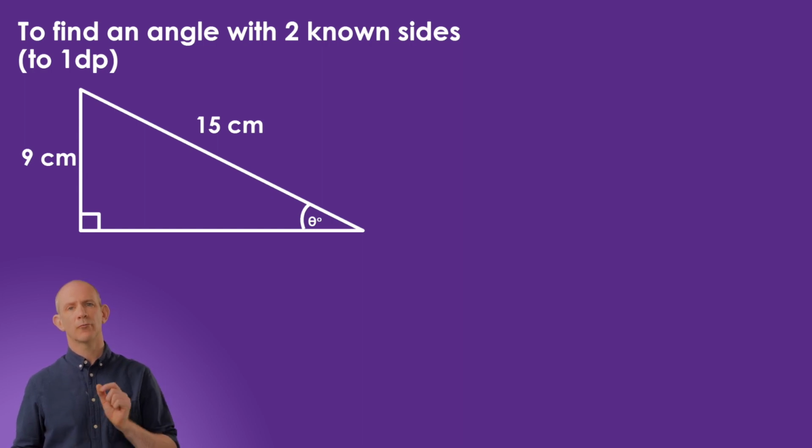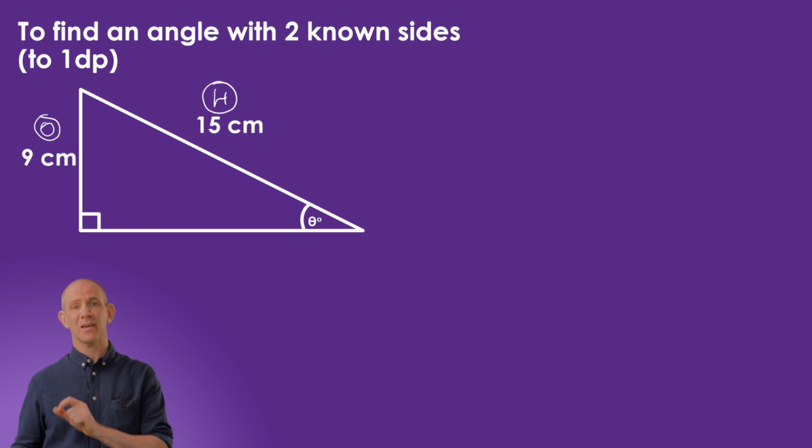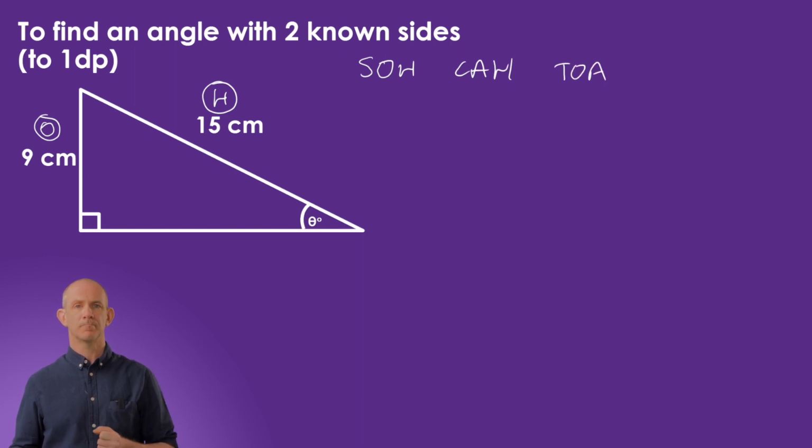Here we have a right-angled triangle in which we wish to find the angle. We have two sides whose lengths are 9 centimeters and 15 centimeters. As the 9 centimeter side is opposite the angle, we label this as O. As the 15 centimeters is the hypotenuse, we label it as H. Now we recall our mnemonic of SOH-CAH-TOA to enable us to check which one to use.